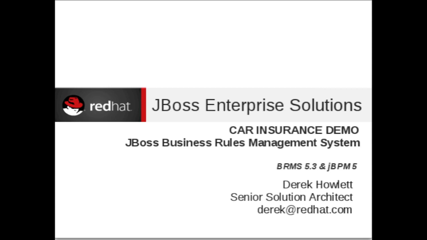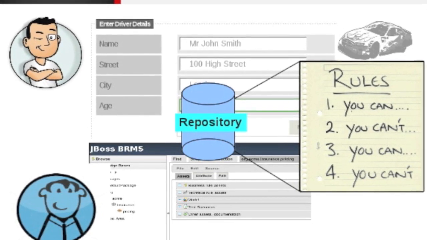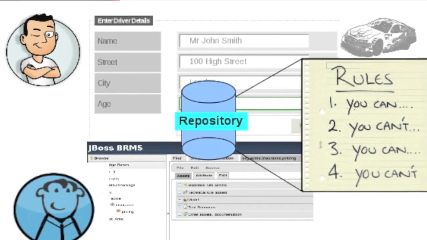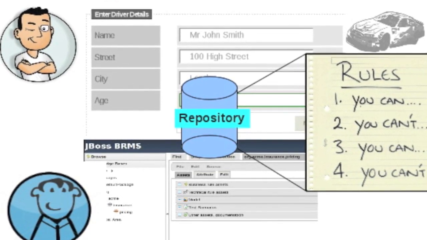I'm here to tell you about a business rules management platform called BRMS, and today I'm going to show you the insurance demo, which features business rules and business process management. The scenario we feature today is simply a rules repository, a user going in, entering their details and getting a price.